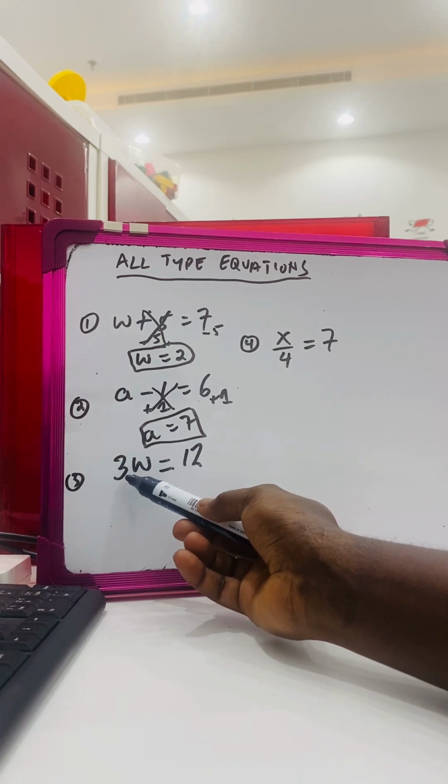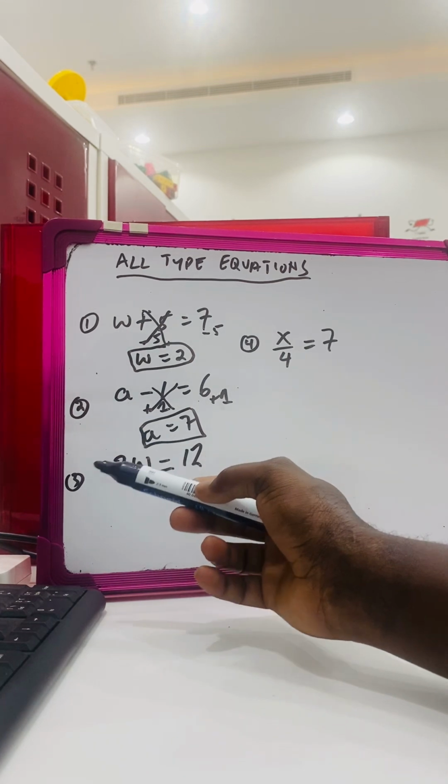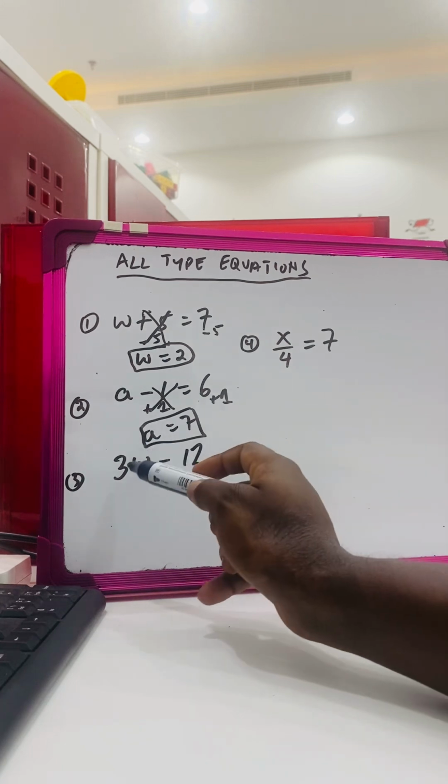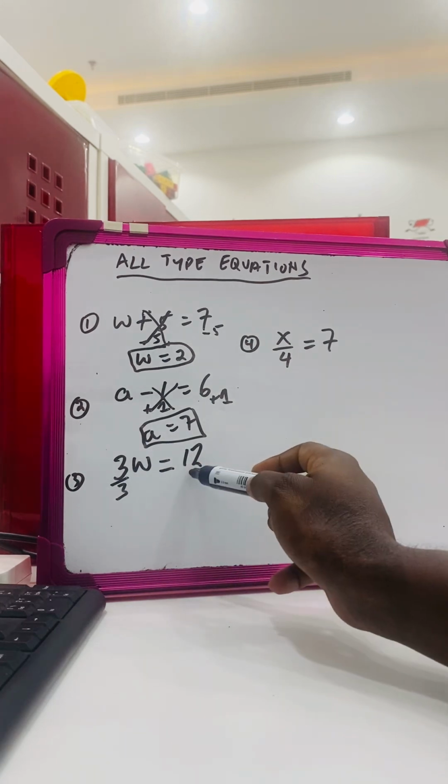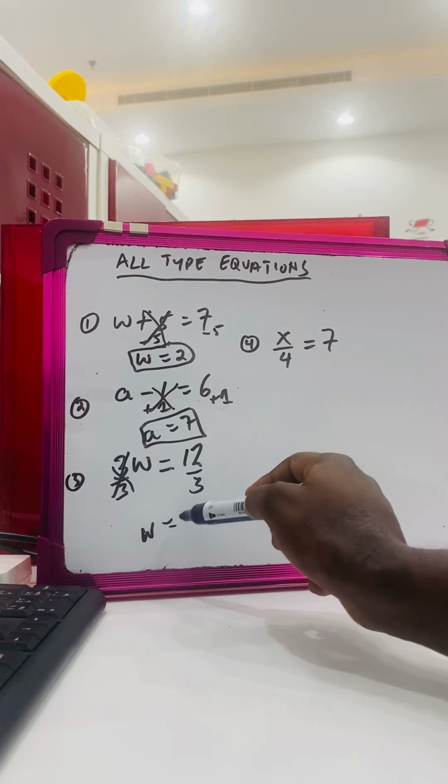Now look at this. 3 times W is 3W. So 3 times W is 12. The opposite of multiplication is to divide. So I have to divide by 3 and also divide by 3. Then this goes off. Then W is just 4.